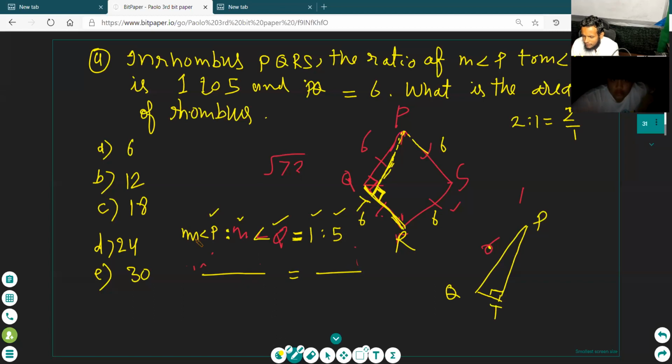First write measure of angle P upon measure of angle Q. You should write it in fraction form. Write it also in fraction form. Both sides write in fraction form. 1:5. Write this in fraction form. 1/5.